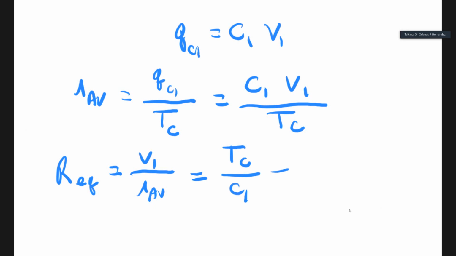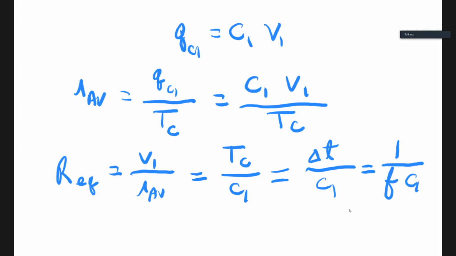which is equal to what I had before. I call that delta T, the TC, delta T over C1, or 1 over the switching frequency times C1. So that's a very clever technique.